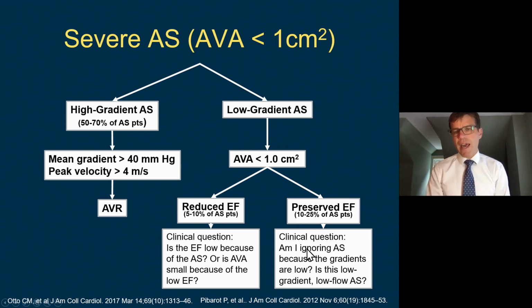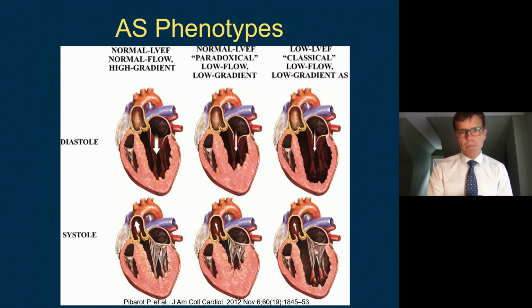More recently, there's this category of preserved ejection fraction, low gradient AS. And this is as much as 25% of AS patients, so it's increasingly common. And here you have a valve area that's small, but the gradients are not high. So it can be easy to ignore it as not being important. Plus the patient's ejection fraction is preserved, so you just assume that their gradients should be high. They should have a mean gradient of greater than 40 millimeters of mercury. So I'll go through how this can happen in a moment.